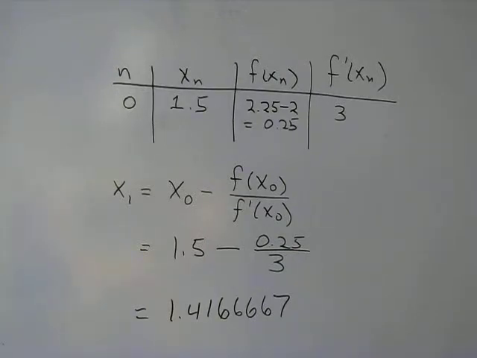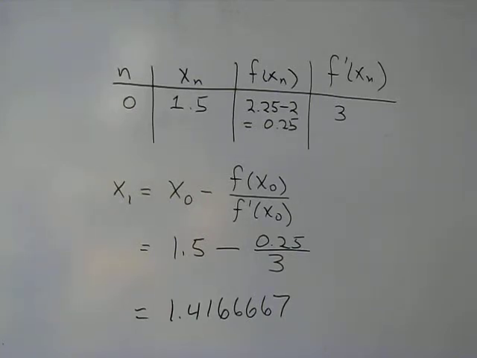So with those numbers, we see that x1, which is our approximate x-intercept for the curve, is going to be 1.5 minus 0.25 divided by 3, or about 1.4166667, and so on. So it takes us a little closer to the root, but it's not exactly the square root of 2 yet.